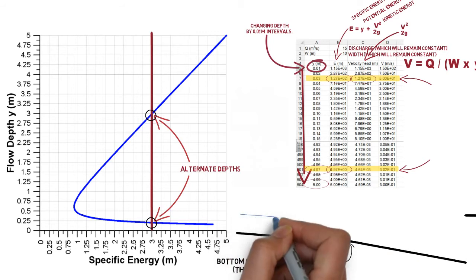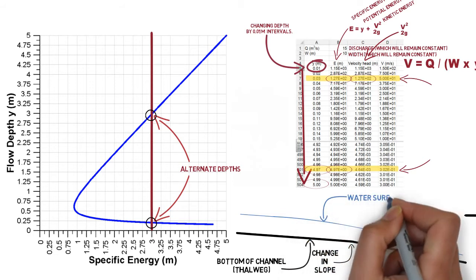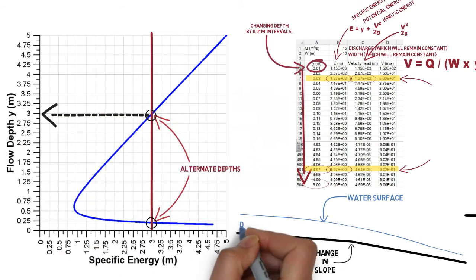This transition slope will then generate a lower velocity with larger depth in the upper reach, and with the steeper slope generate a higher velocity and shallower depth in the lower reach.